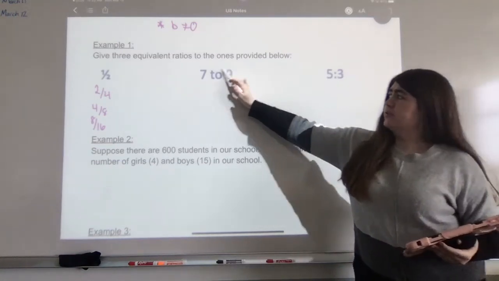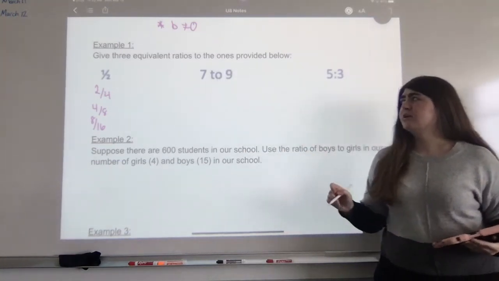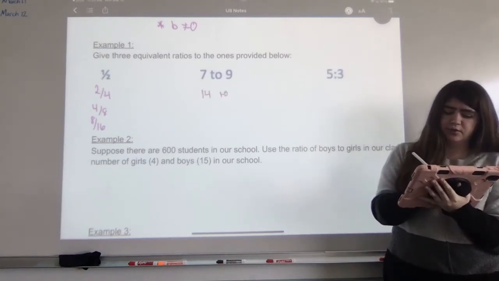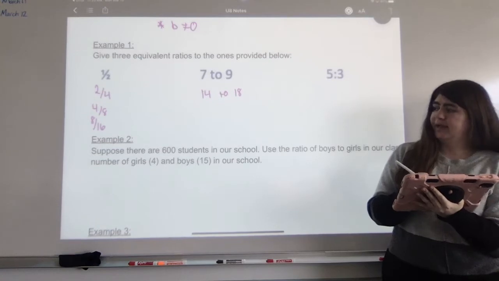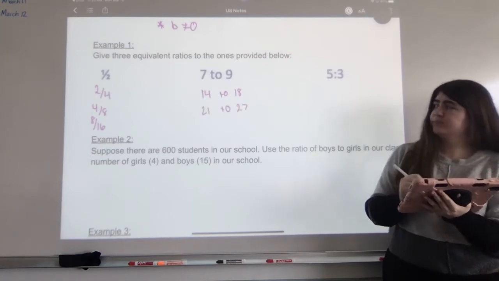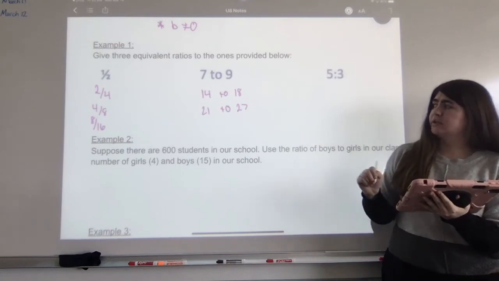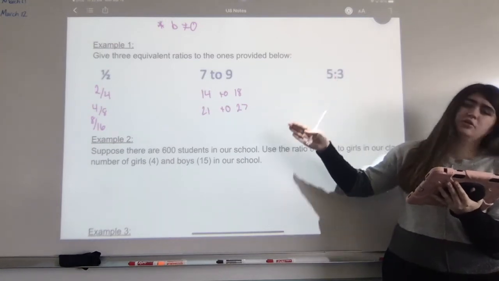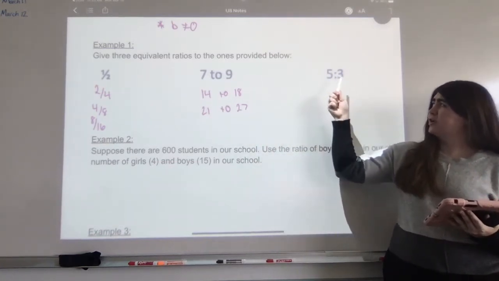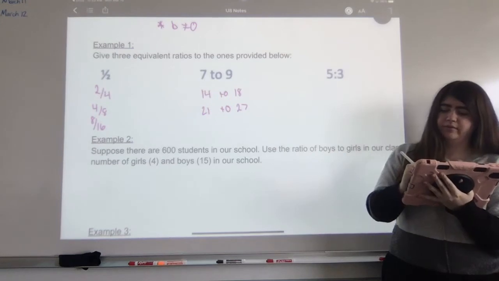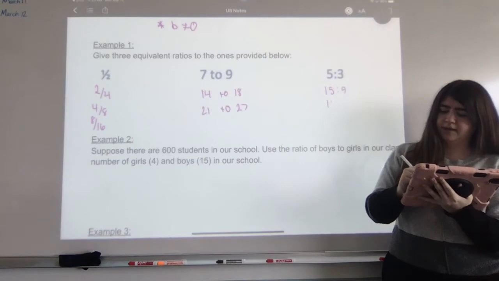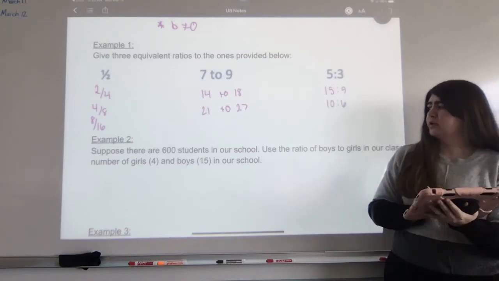We can do that with this format as well. So a 7 to 9 will be the same as a 14 to 18, or a 21 to 27, or we could continue. Same thing here, and you should have 3 because it asks for 3, but we have our point. Same thing with this type of ratio. If it's a 5 to 3, then an equivalent ratio could be 15 to 9, or 10 to 6. Then you would need a third.